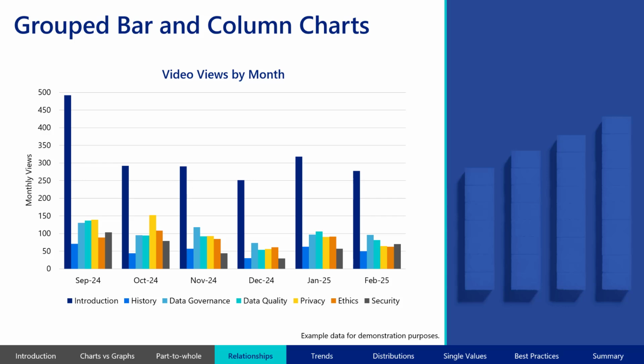In this grouped column chart, the number of views for each data literacy video is grouped and displayed by month. The number of views is displayed on the vertical y-axis. Months are placed on the horizontal x-axis and ordered so time runs from left to right. Each column represents a data literacy video, and the length of the column is relative to the number of views. A legend or key is included to define what each column represents.